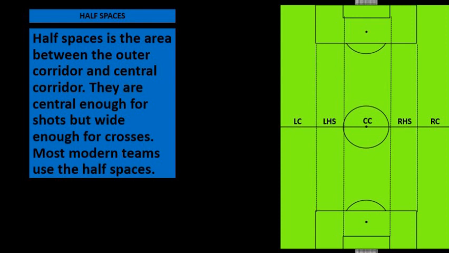Now let's take a look at a term called half space. Half space is the area between the outer corridor and the central corridor. This is a space which is very important as it is central enough for shots and wide enough for crosses at a better angle. If the players cannot shoot or cross, then they can play it to the wide players.